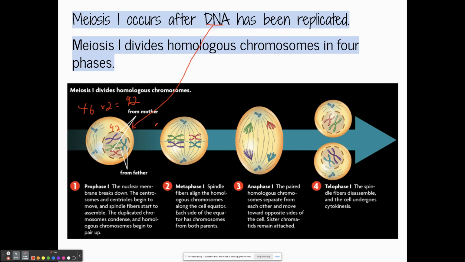Then in meiosis 1, the homologous chromosomes are going to separate. Before they separate, they're going to do something unique. They are going to line up in the middle, separate, and then pull apart. However, during meiosis 1, pairs of our DNA are going to switch information, which is a process known as crossing over. We'll get to that in a minute, but this process is what actually makes each cell genetically unique.